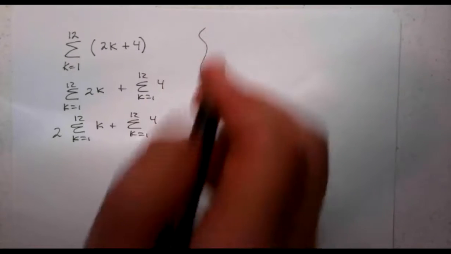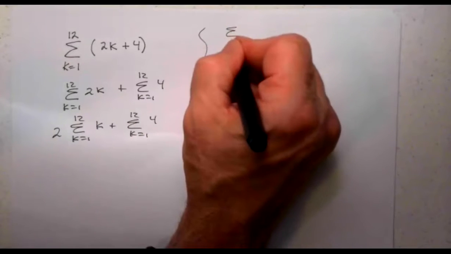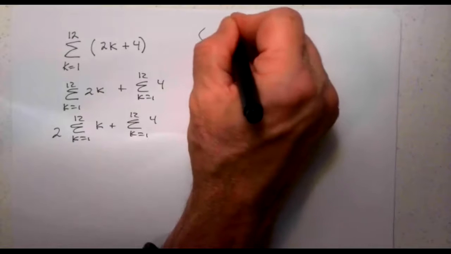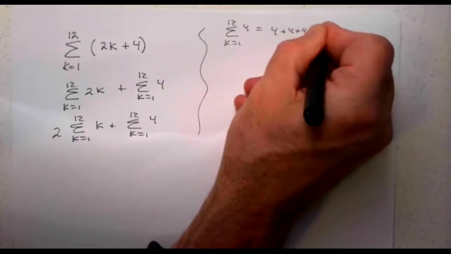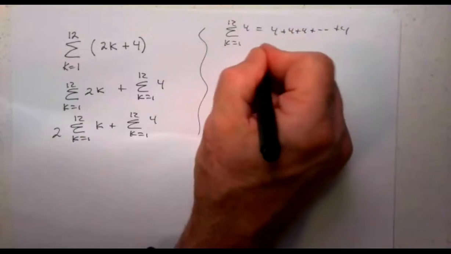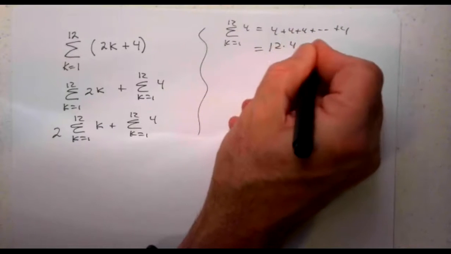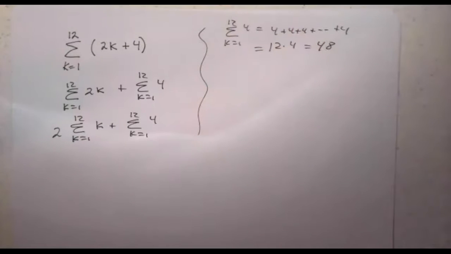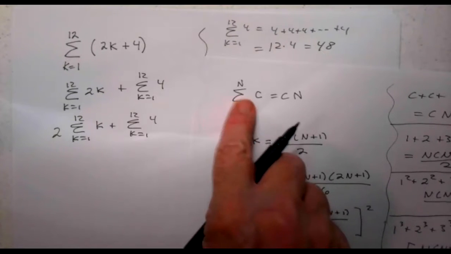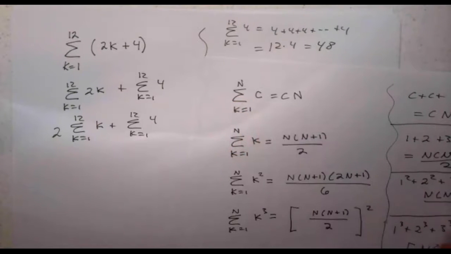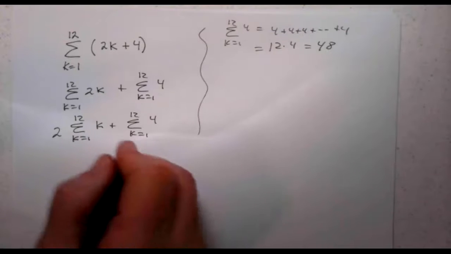Now the sum as k goes from 1 to 12 of 4 just means 4 plus 4 plus 4, 12 times, right? So I hope that's obvious. That's 12 times 4, or 48. We also have our rule. Yes. Our rule tells us that the sum as k goes from 1 to n of c is c times n. 4 times 12 is 48. So this piece is 48.